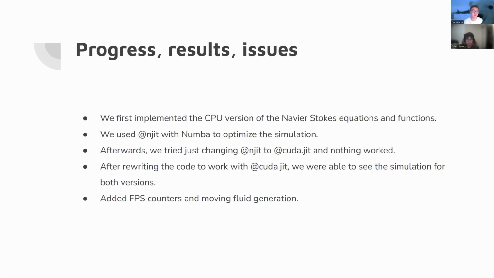So yeah, first we implemented the CPU version of the Navier-Stokes equations, and then to optimize that, initially we used njit, which is basically JIT, but with one flag enabled.